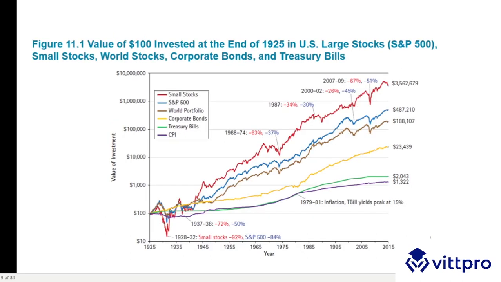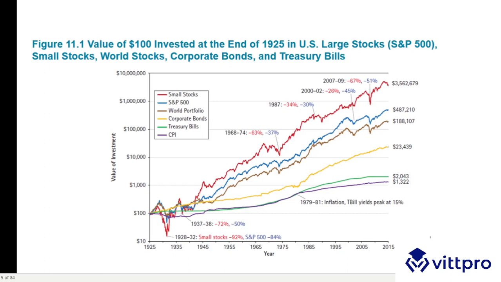The highest returns, this is the chart, the returns have been shown since 1925. So you will see the red line, which is the highest line, it's the small stocks. So if you had invested $100 in small stocks in 1925, your investment would have been $3.5 million as of today, right? If you invested in the S&P 500, your investment is only 487,000. If it's the world portfolio, then it's 188,000. Corporate bonds are giving 23,000. Treasury bills are giving only $2,000, and the CPI is giving 1,322.